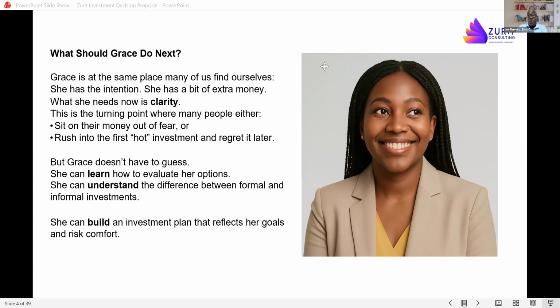There is a formula that has been tried and tested over the years. You can learn how to evaluate your options. You can learn how to understand the difference between formal and informal investment. And the conversation starts in this lesson and the next lesson next week on Thursday. The most important thing is that you and I can continue building on investment plans that reflect our goals and our risk comfort. So this is where Grace is, and Grace is with us in this room today, and we will learn together with Grace. We also get to learn as we move along.